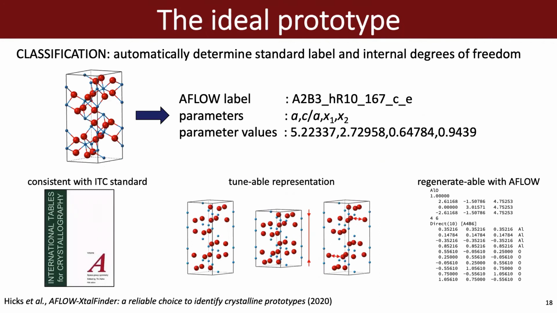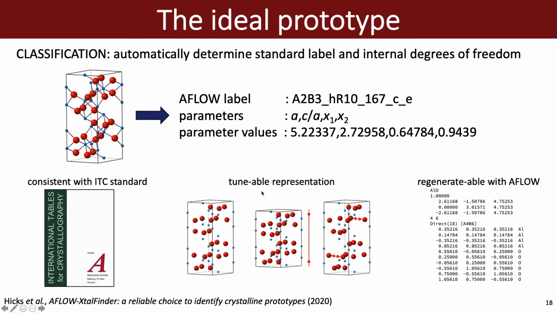And so the first main problem that we need to overcome is we need to be able to classify these structures. We need to automatically determine the standard label and internal degrees of freedom, like we saw for the prototypes. There's functionality in this module to convert any crystal structure into its corresponding label and degrees of freedom. This is a very powerful tool because, one, it gives us a mapping from the structure to this label, and it's consistent with the International Tables for Crystallography, which is the de facto standard for the crystallographic community when it comes to symmetries and Wyckoff positions.